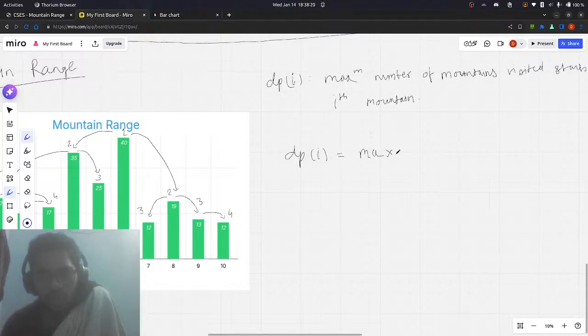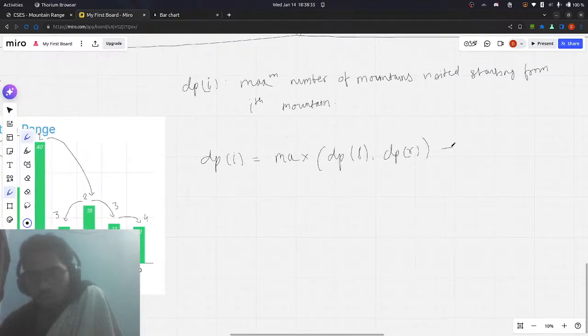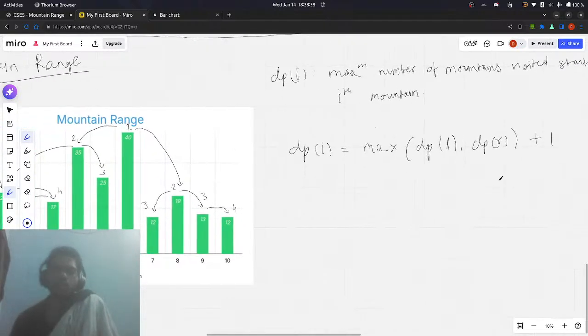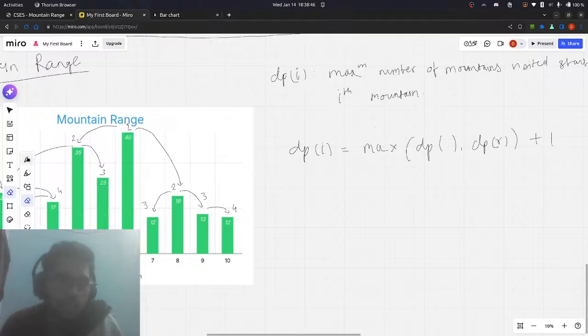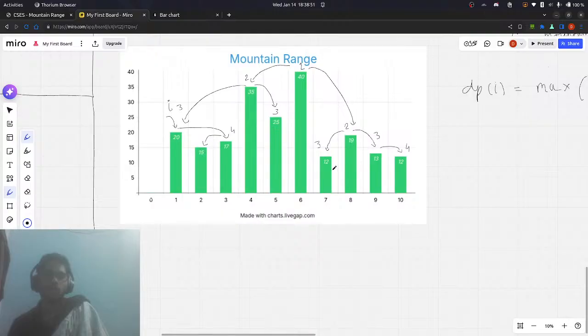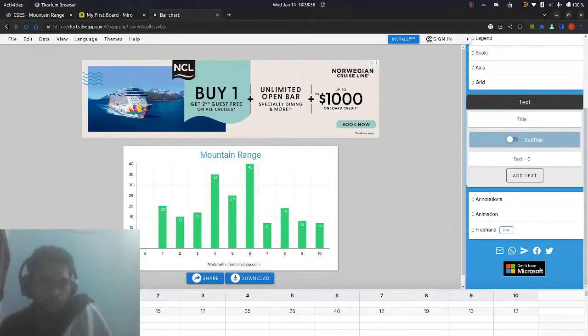getting the left maximum and right maximum only, and then adding 1 to it. That will be the transition. Okay, but this will be a little different. So what we will do is we will sort these first. Okay, so we will do it like this.